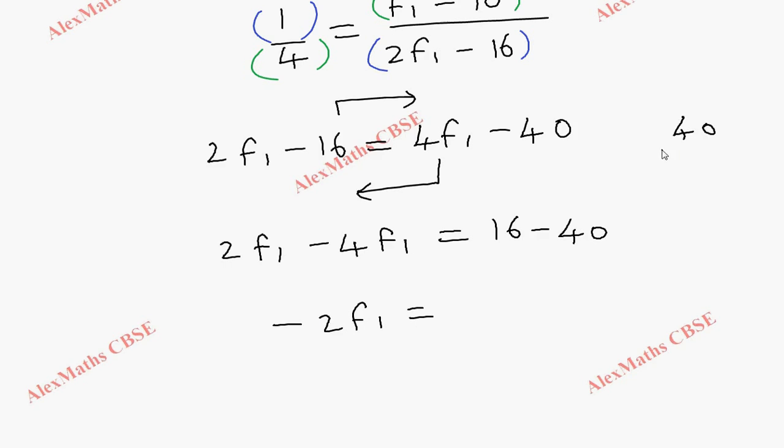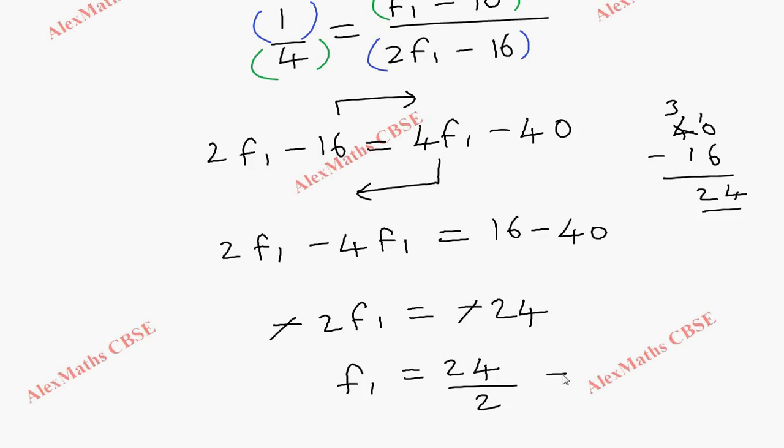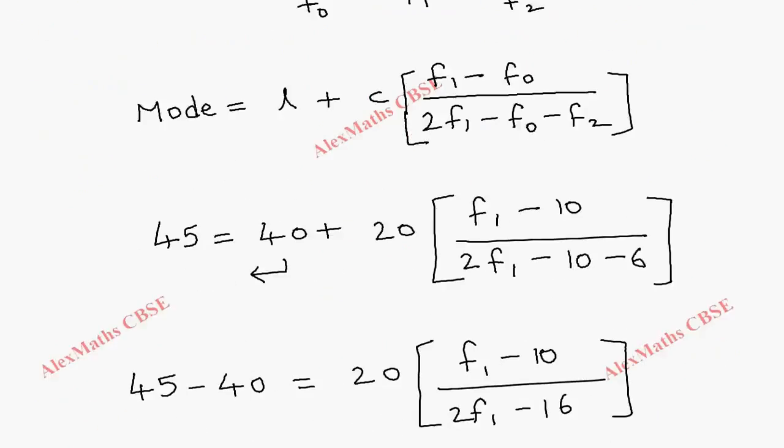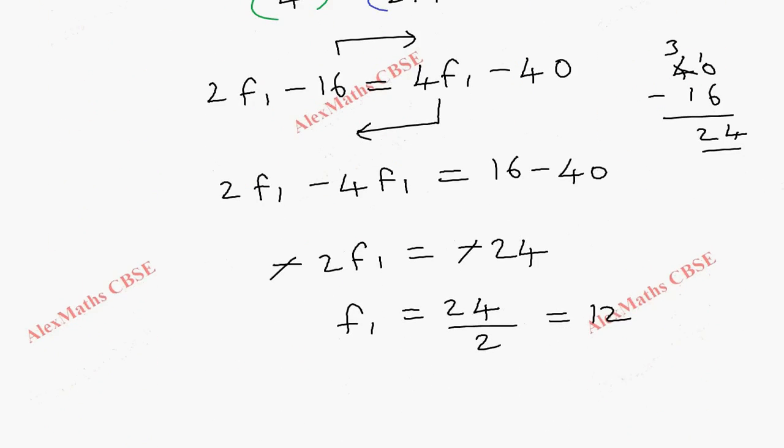We have to subtract. So 40 minus 16 will be, after borrowing 1, this 10 minus 6, which is 4. This becomes 3. 3 minus 1 is 2. Since 40 is a negative sign, so we have to take minus 24. We can cancel these two minus, and from this F1 is 24 by 2, which is 12. So the missing frequency, which we named here as F1, the value of F1 is 12.